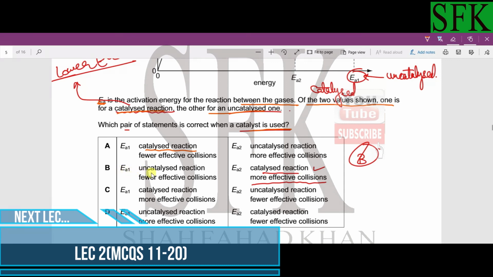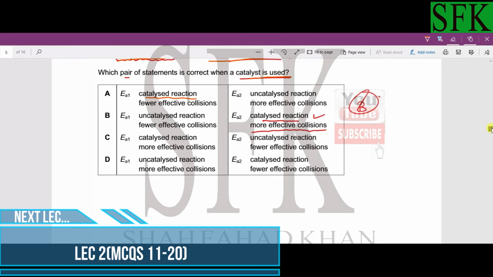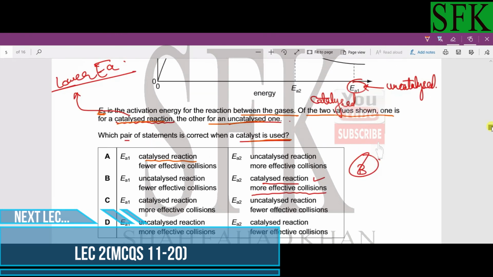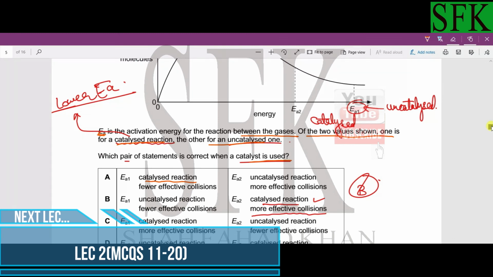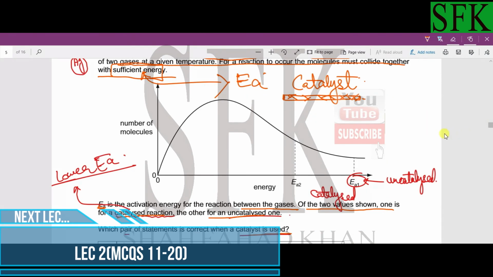Now what about B? Ea1 is the uncatalyzed reaction, so it has fewer effective collisions. True. And Ea2 is the catalyzed reaction, so more effective collisions. Correct. So B should be the answer, since more effective collisions are present in the catalyzed reaction, as more molecules have energy greater than the activation energy.